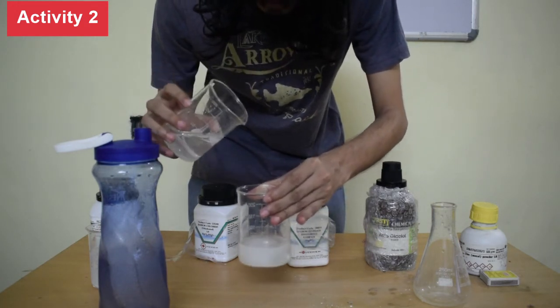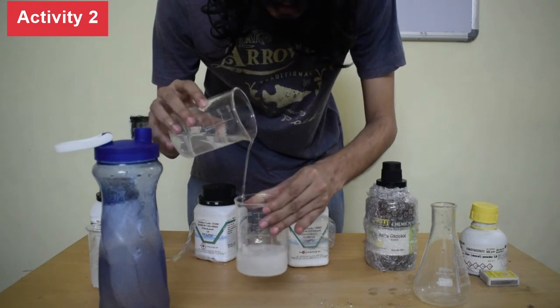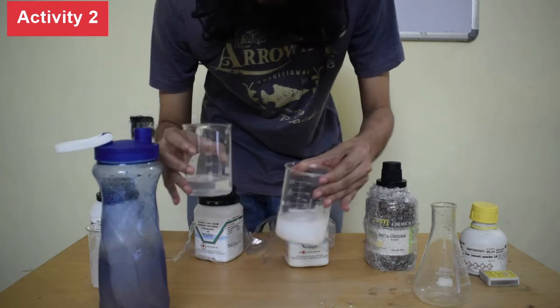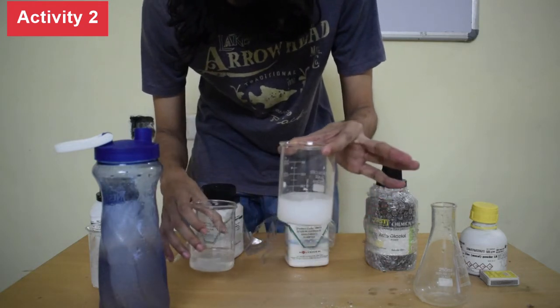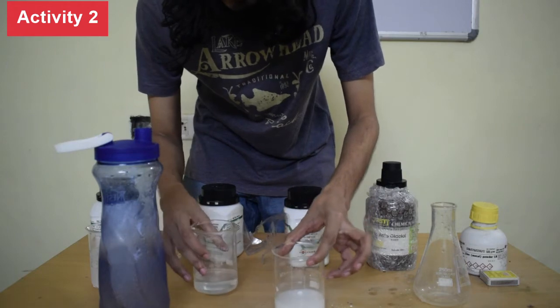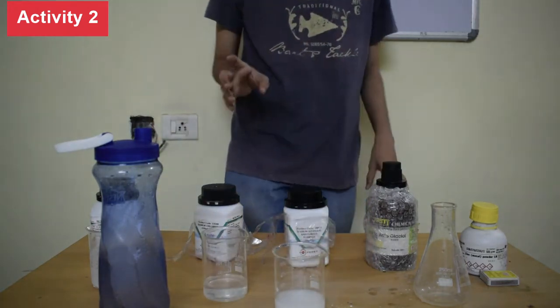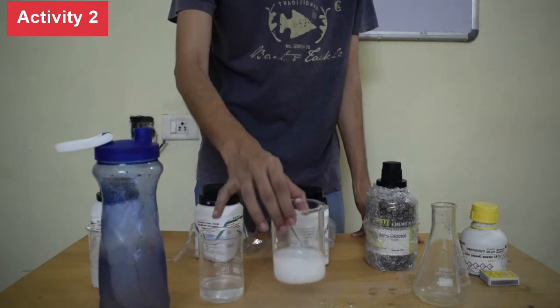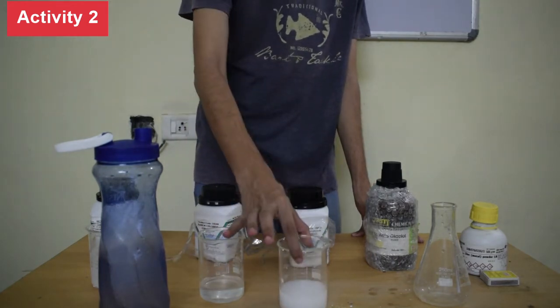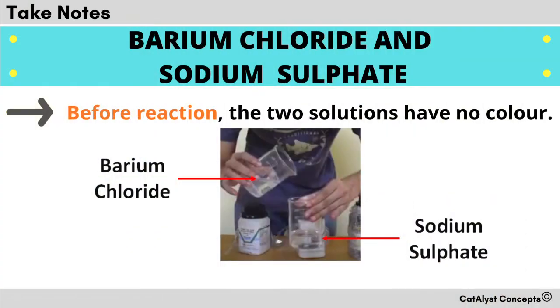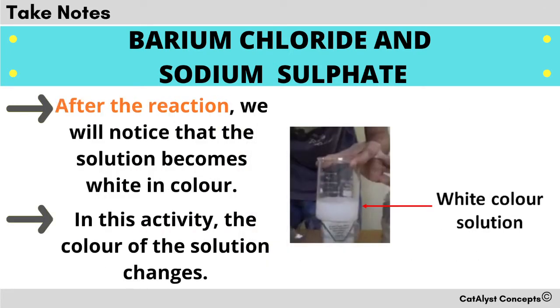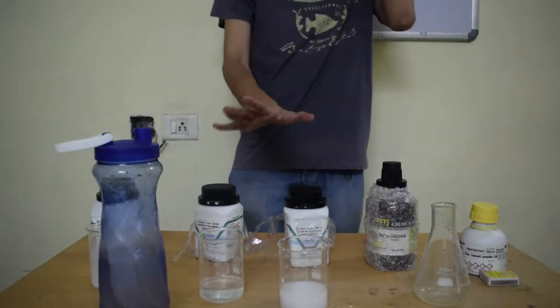I think you observed something, right? Something has changed about this. It's a completely white liquid now. We started with two solutions, both of them had no color in them, transparent, just like water. When I added them, I am now left with a white, milky colored liquid. I'm going to let that sit for some time.